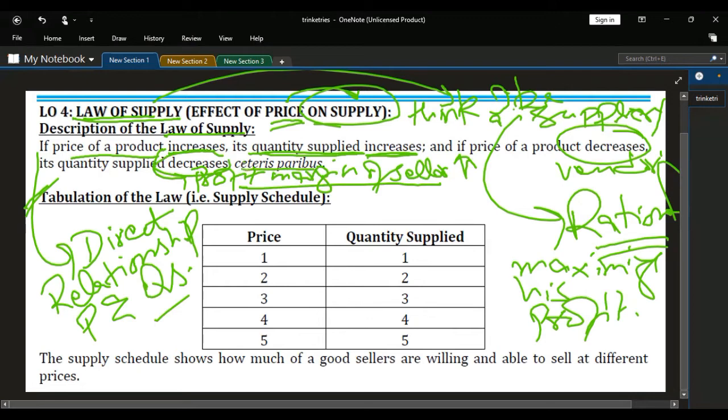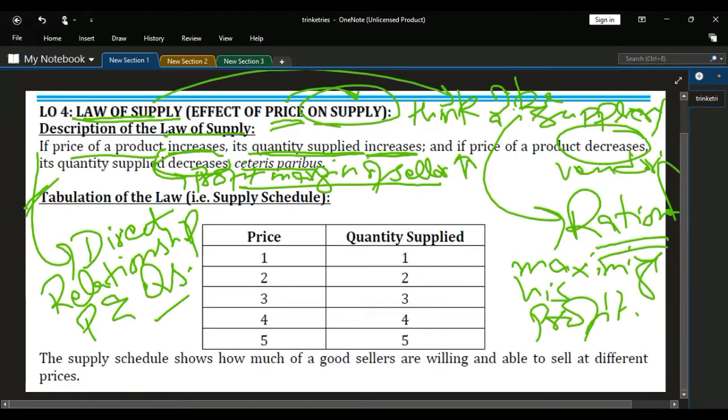Ceteris paribus, if other factors remain constant, if price of the product increases, quantity supplied also increases and vice versa. If there is ceteris paribus, means all other factors remain constant.